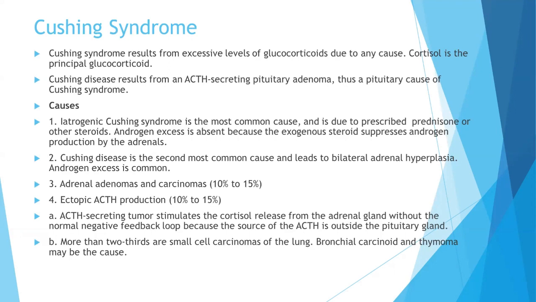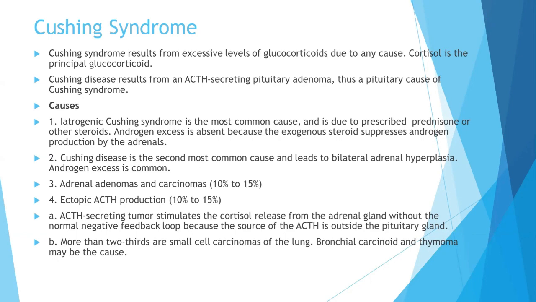In both of these diseases, there is excessive level of glucocorticoids, right? But Cushing syndrome is due to the excessive level of glucocorticoids from any cause other than the ACTH secreting pituitary adenoma. If there is increased ACTH due to the pituitary adenoma, then that is called Cushing disease. Now let's talk about some of the causes of Cushing syndrome.